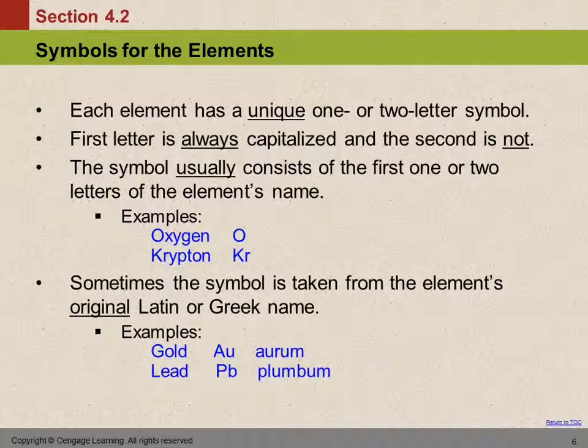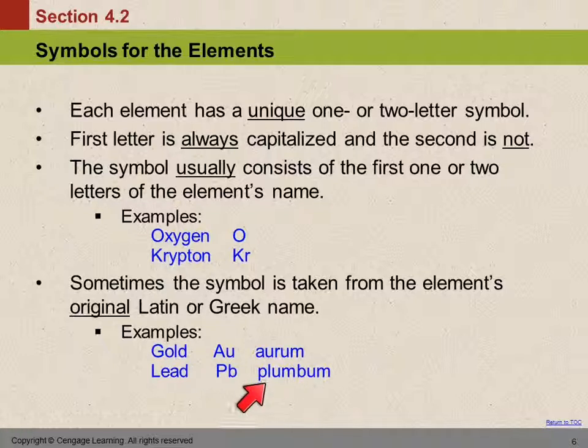Some of them don't appear to make sense. Why is the symbol for gold Au? You would expect it to be G or Go. And lead has the symbol Pb. Well, that's because those are coming from the original Latin or Greek names. The original name for gold was aurum, and aurum starts with Au.